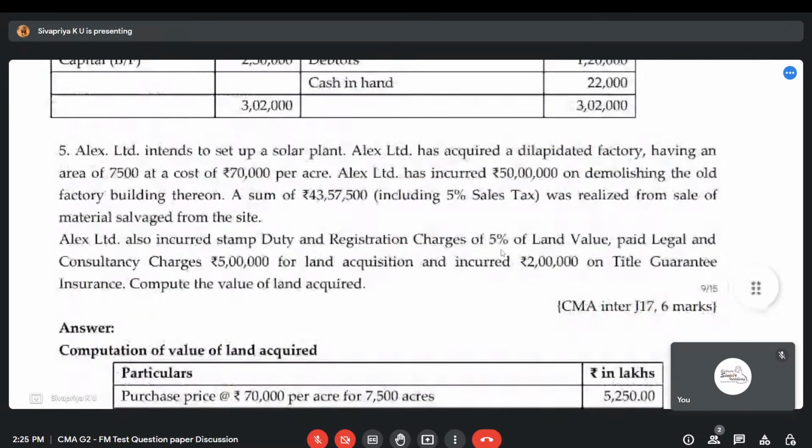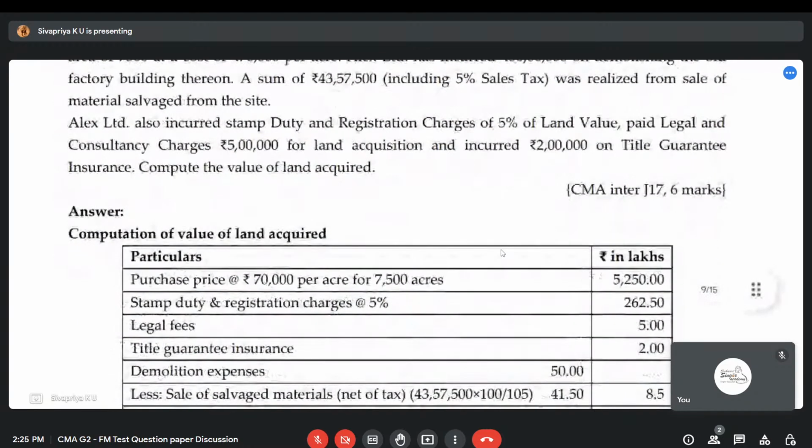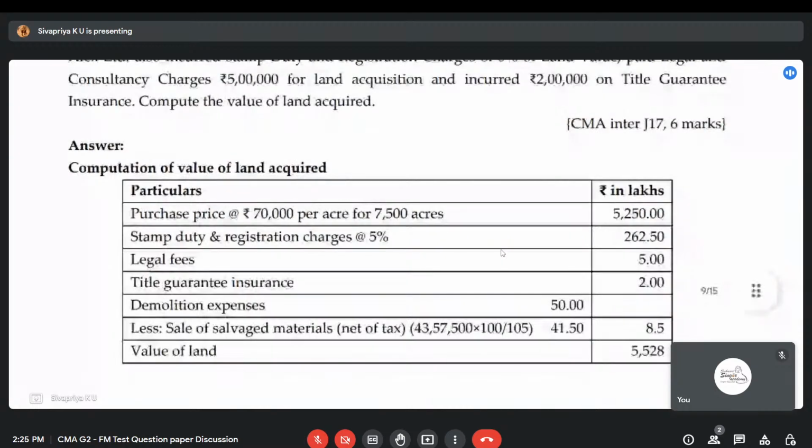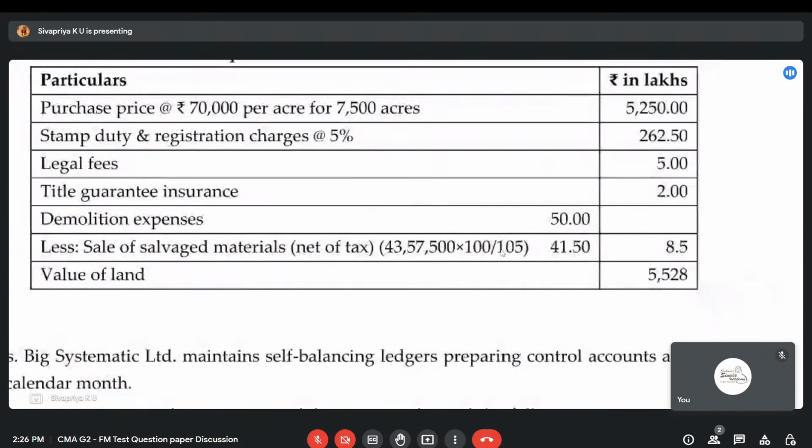Then question number 5. Compute the value of land acquired. So this is a calculation. Purchase price plus stamp duty, legal fees, title guarantee insurance, then demolition expenses after deducting the salvaged materials. And the balance is value of land. இதெல்லாத்தையும் add பண்ணனும், you will get the value of land 5,528.